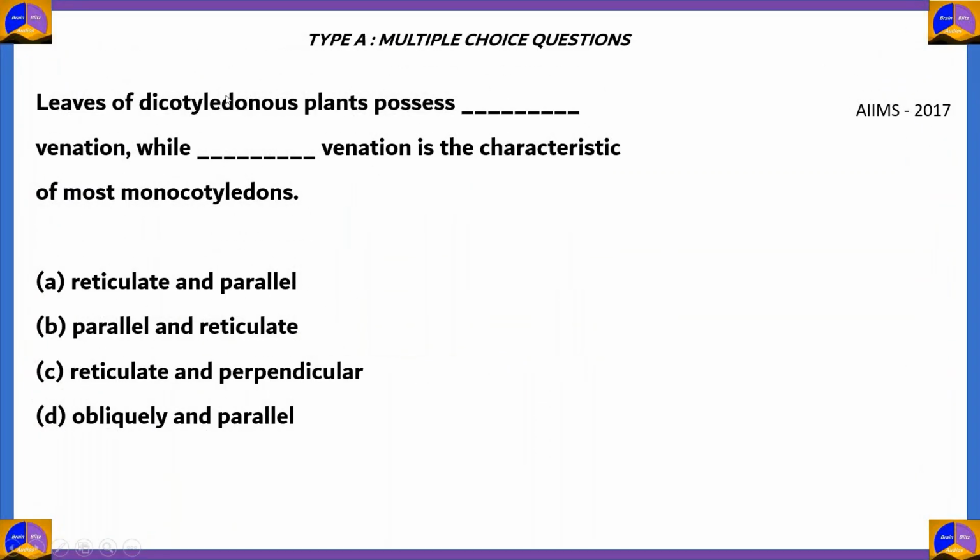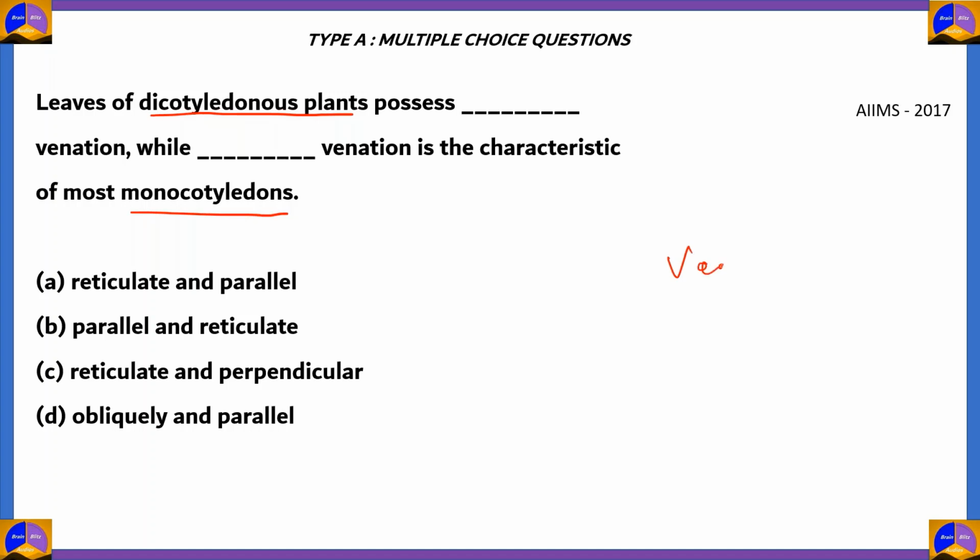Let's look at this final question. Our final question says, leaves of dicotyledonous plants possess dash venation, while dash venation is the characteristic of most monocots. So let's look at each of our options first. So, option D, obliquely and parallel.